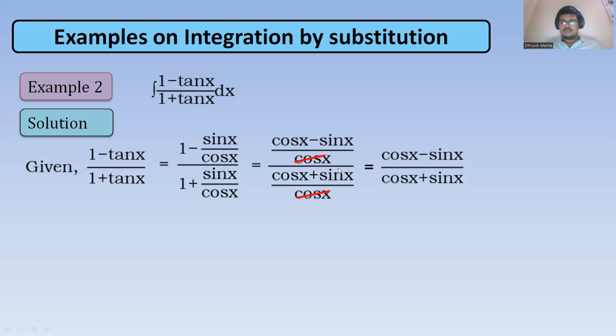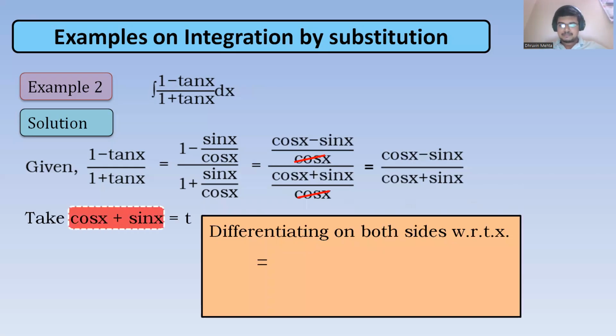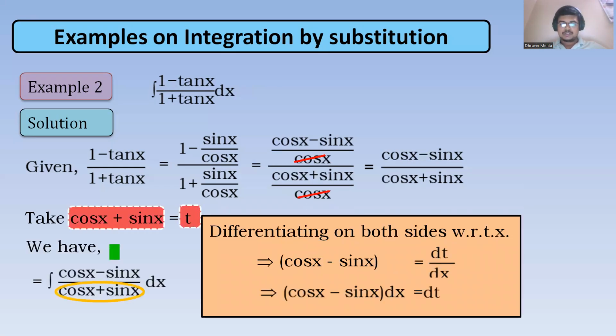Cos x plus sin x is the function. Cos x minus sin x is the derivative. So the denominator is the function, cos x plus sin x is the function, and the numerator is the derivative. What is the direct answer that you will write? What will be the direct answer that we can write? Log cos x plus sin x plus c. Log mod cos x plus sin x. Okay? Done.